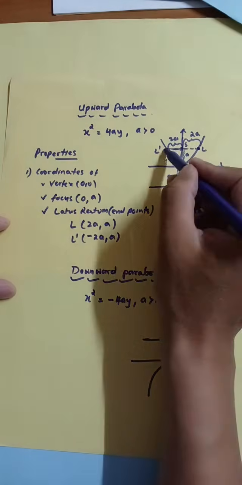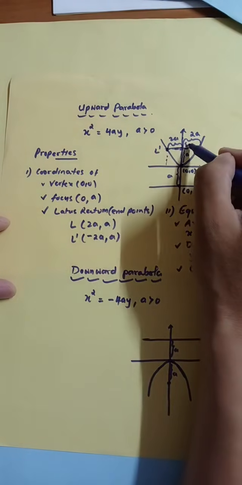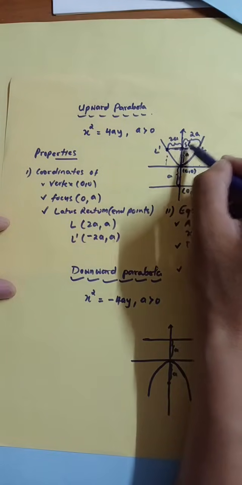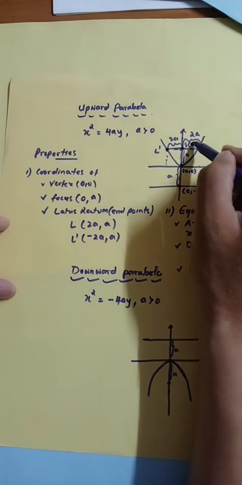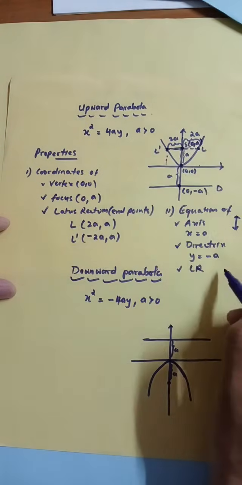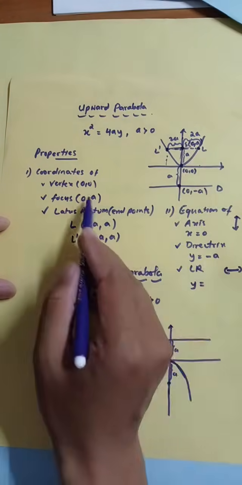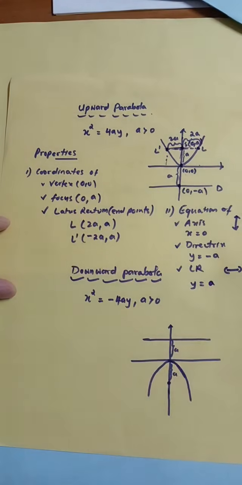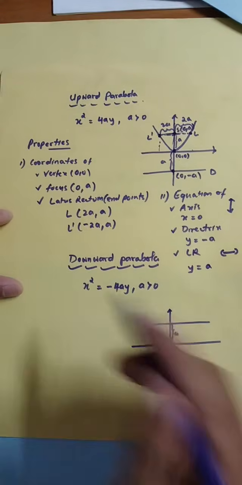And finally we have the equation of the latus rectum, LR. Remember, the LR is passing through the focus, so the coordinates of the focus are 0 comma a. It is horizontal, so y is equal to the y-coordinate of the focus, which is positive a. We are done.